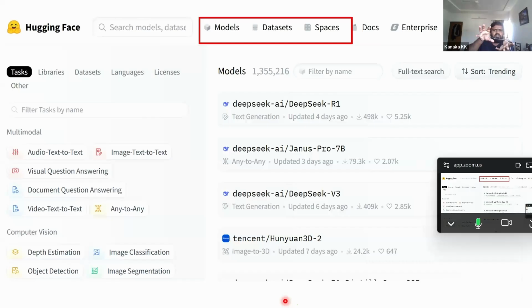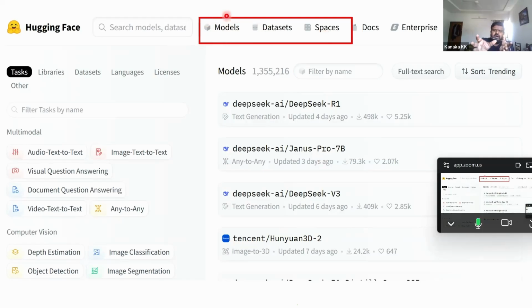So Hugging Face is a repository where all the models are deposited. For example, you can see in this screenshot the DeepSeek model is stored here in Hugging Face. It has three options: one is models, one is datasets, and another one is spaces.